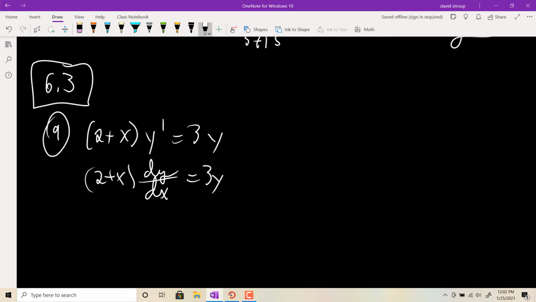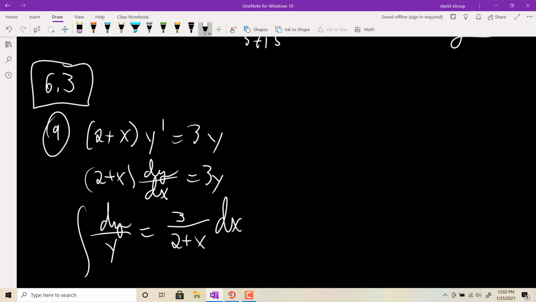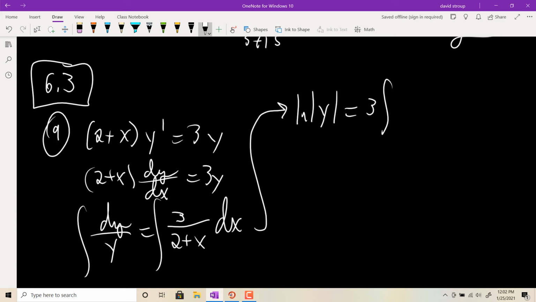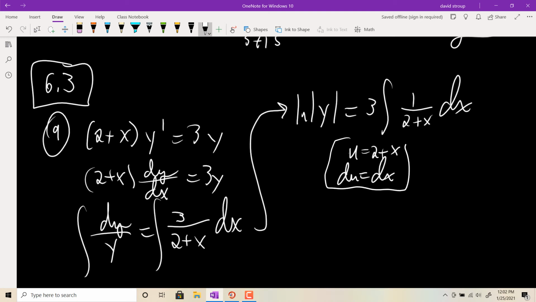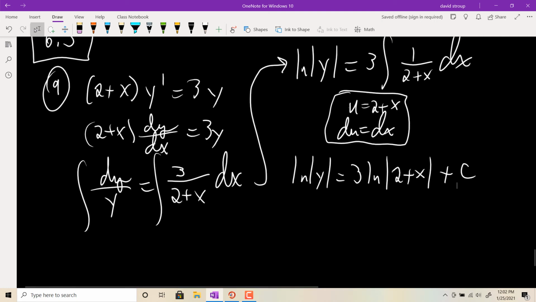I leave my constants on the right, so I end up with dy all over y equals 3 all over 2 plus x dx. And then you want to integrate both sides. So you end up with ln absolute value of y equals, you can factor out 3. If you need to do a u sub, you can. You don't really need it though, because if you let u equal 2 plus x, du will just be dx. Okay, so you don't really need the u sub. And you end up with ln absolute value of y equals 3 ln absolute value of 2 plus x plus c.